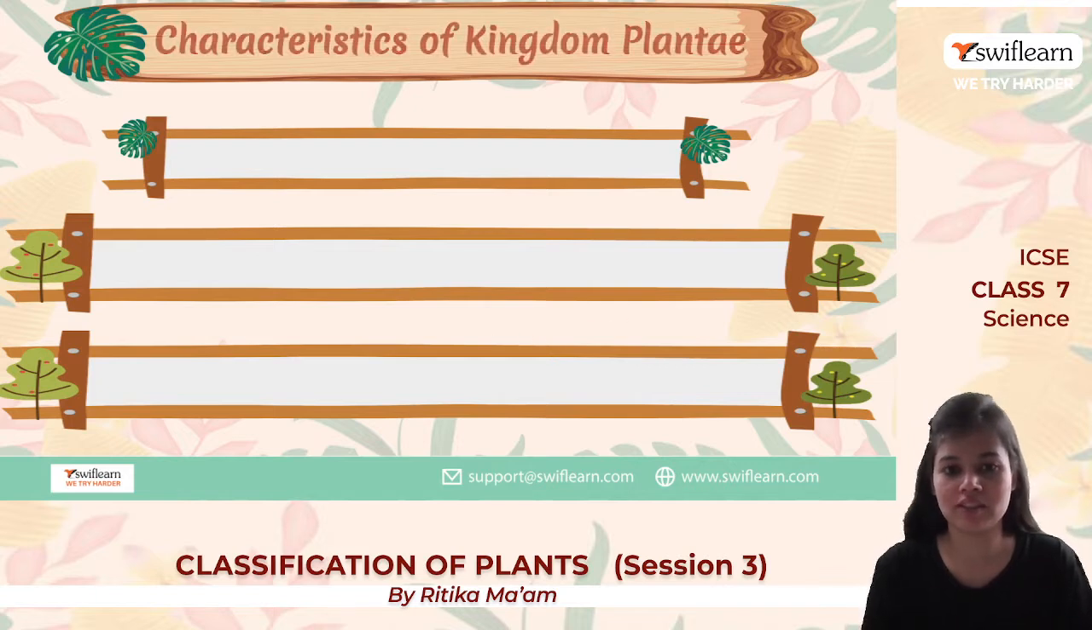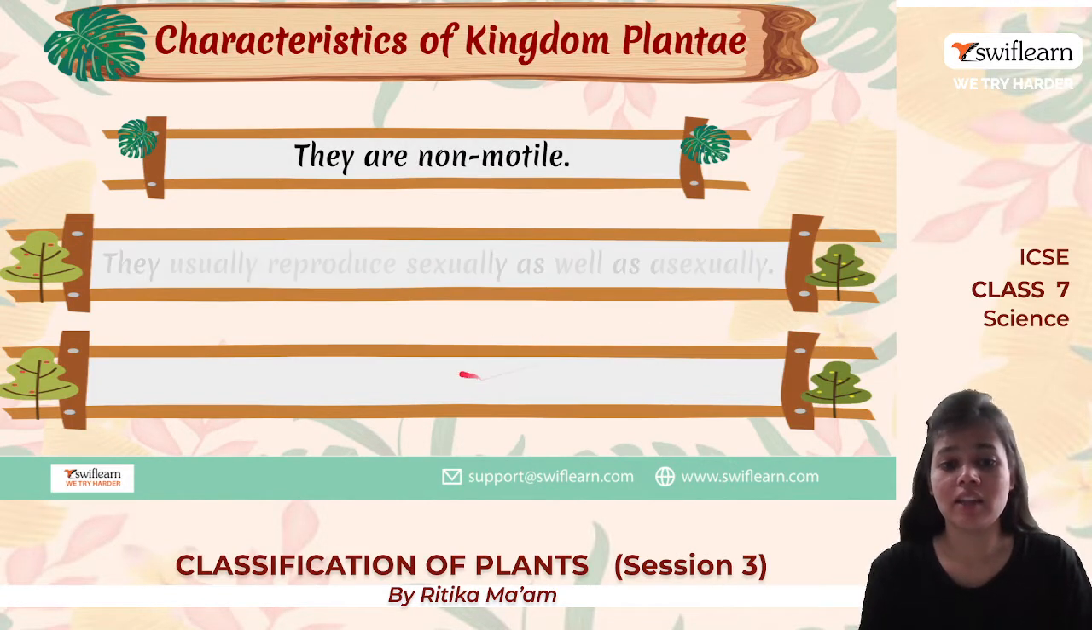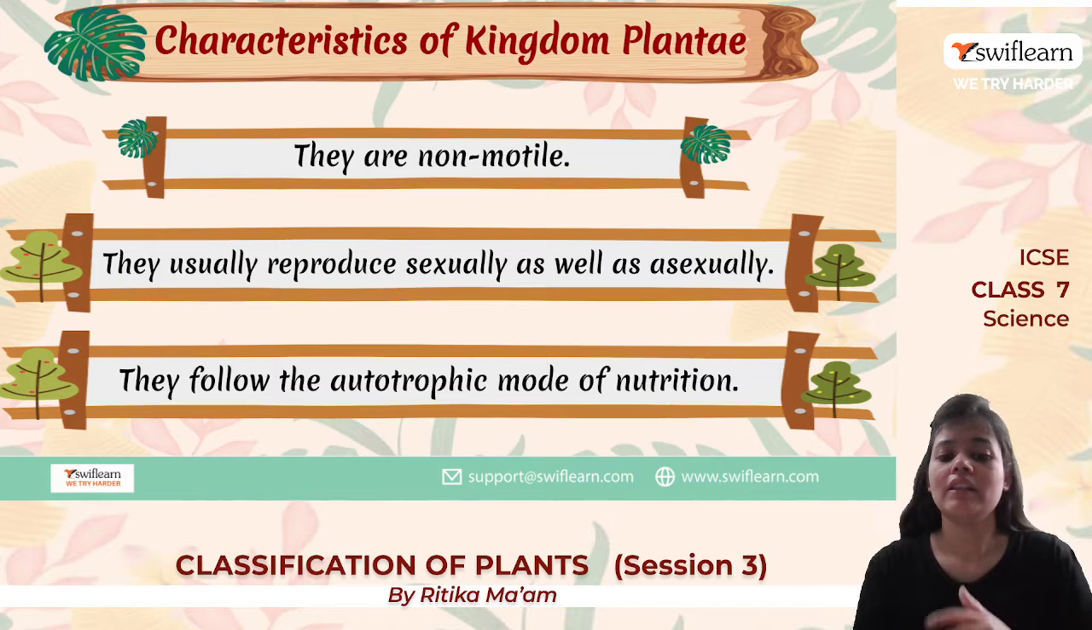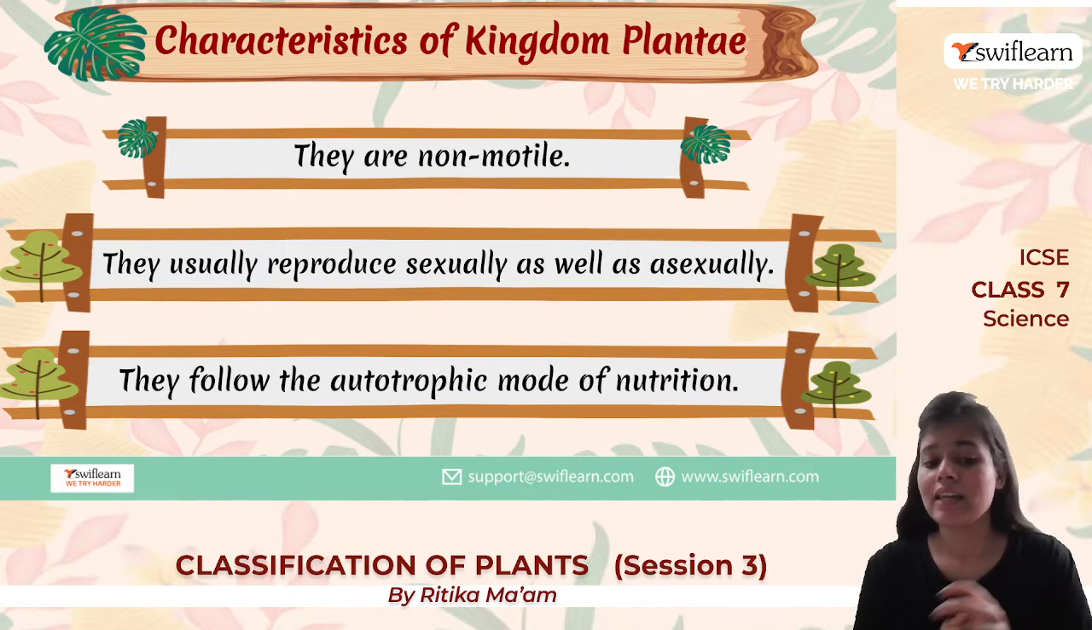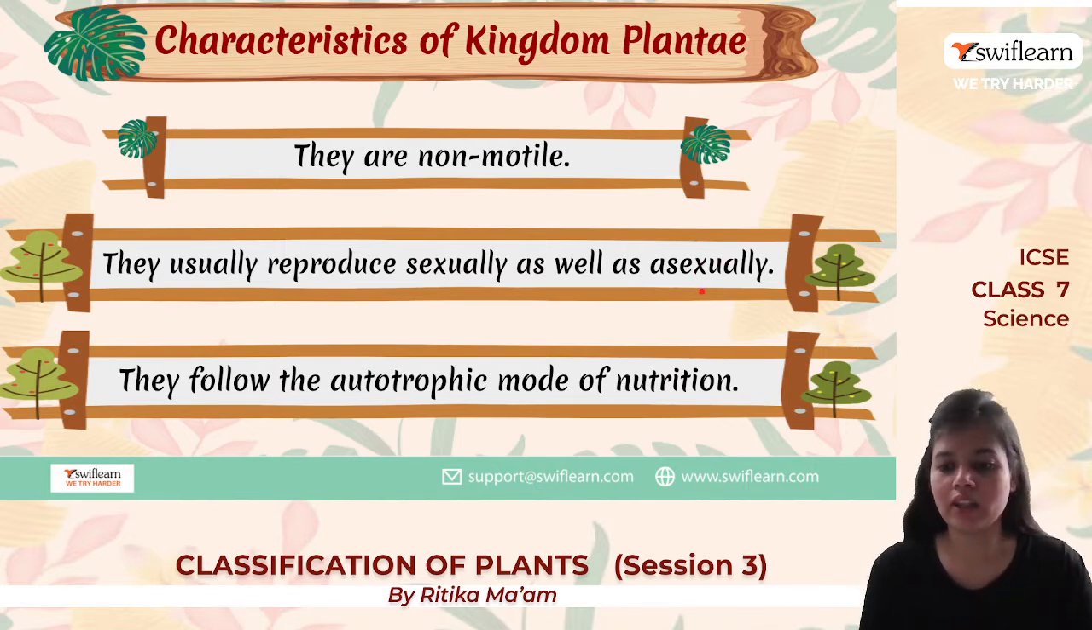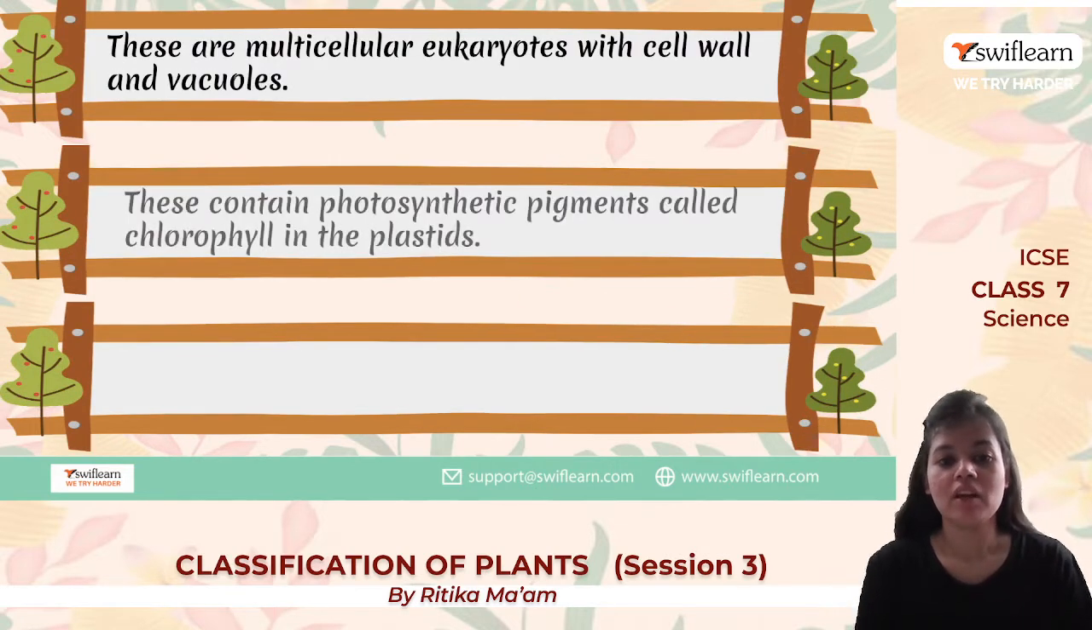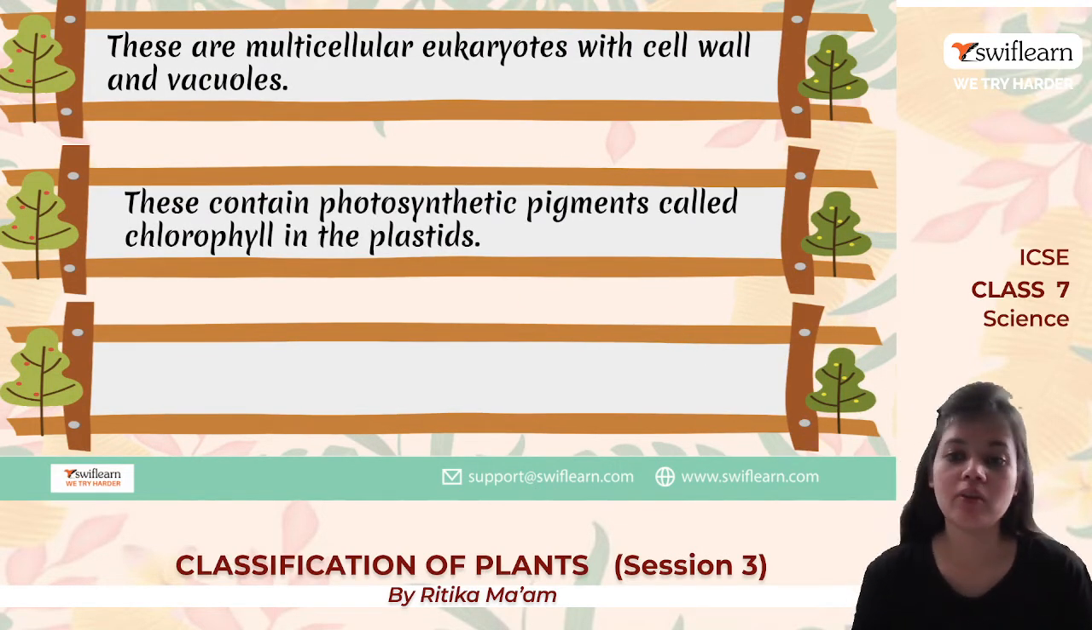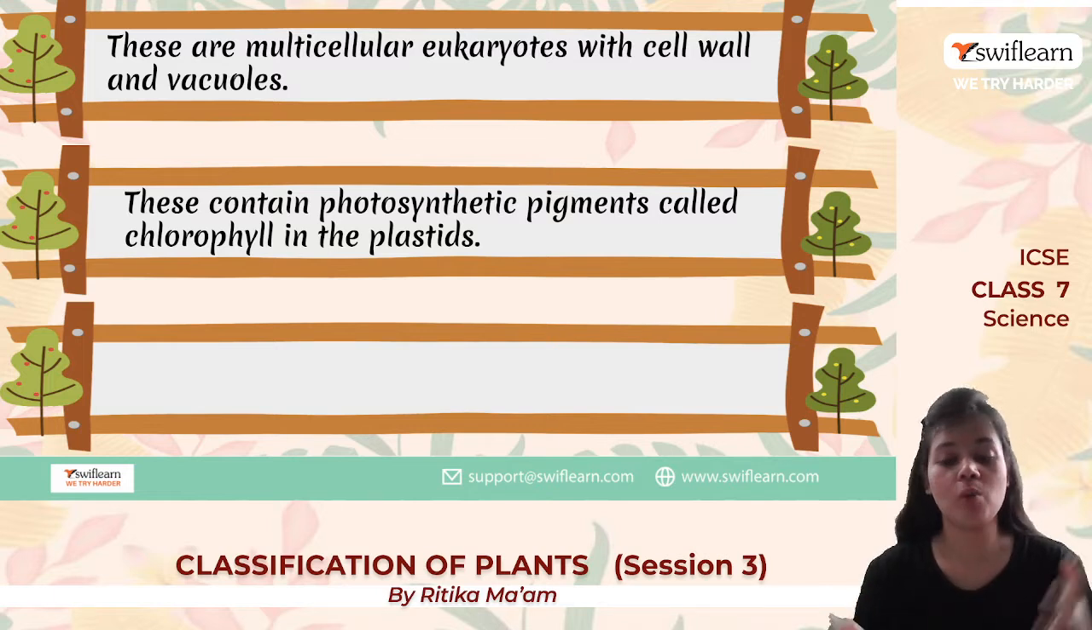Next, they are non-motile, they cannot move. They can reproduce sexually as well as asexually, and they follow an autotrophic mode of nutrition. That is, they do not depend on anyone else for their nutrition, they make their own food. Next, they are multicellular eukaryotes with the cell wall and well-defined vacuole.